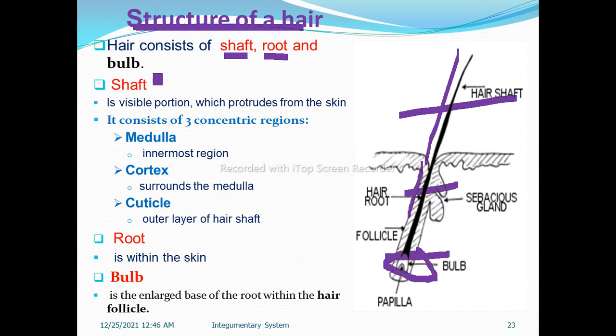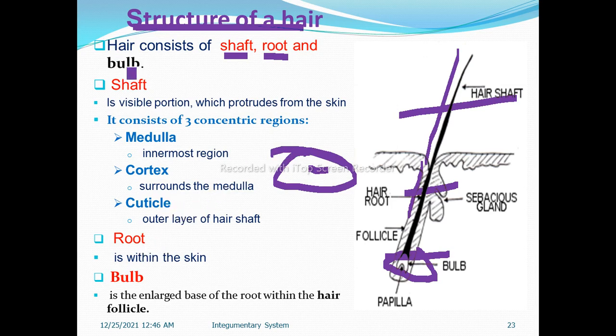The shaft is the visible portion. This is outside our skin, so we can touch it. It is the visible portion which protrudes from the skin. It consists of 3 concentric regions. If you cut the shaft, we will see 3 regions. The inner region is the medulla. Then the next region is the cortex, and the outer region is the cuticle.